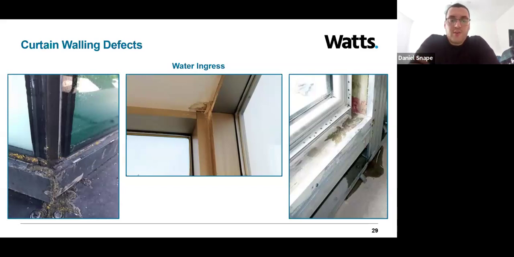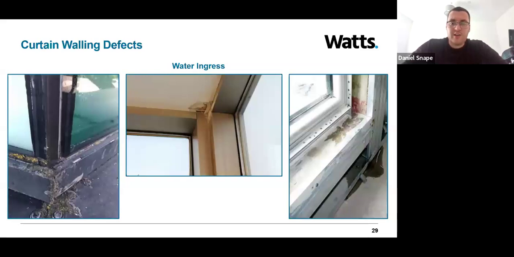Another reason can be building movement or settlement. Movement or settlement of the building can cause stress on certain parts of the curtain walling system, leading to gaps or cracks that can allow water to enter. And as a final point, defective materials. It's something that's maybe not as common nowadays, as the manufacturing process is fairly diligent, but poor quality or defective materials that have been used in a curtain walling system can lead to leaks. This could include cracks or holes or other damage that allows water to penetrate.